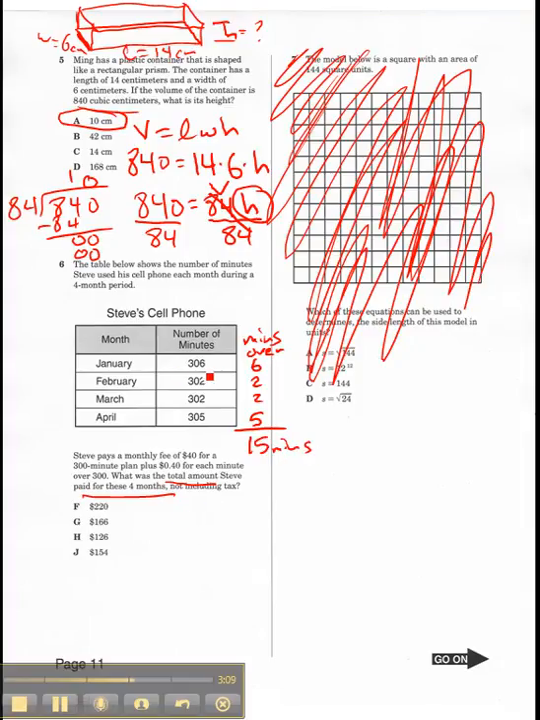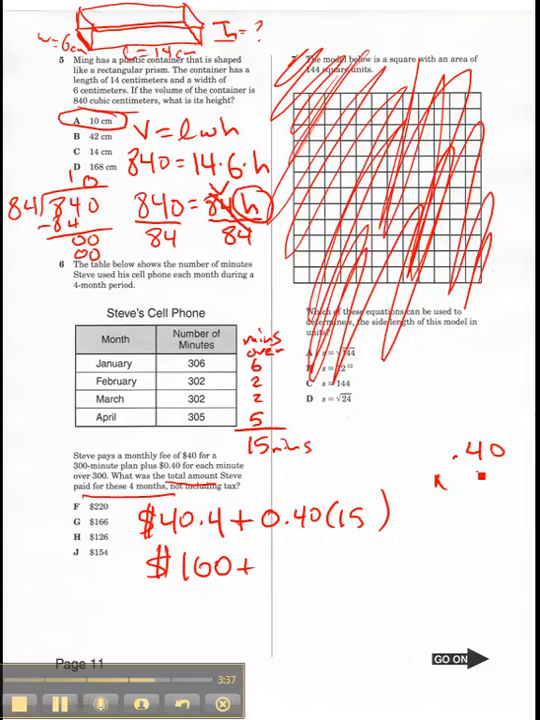For the initial 300 minutes, he pays $40 a month. So $40 times 4 months. Plus, he pays 40 cents for each additional minute. And he was on for 15 additional minutes. 40 times 4 is $160 plus whatever this works out to.